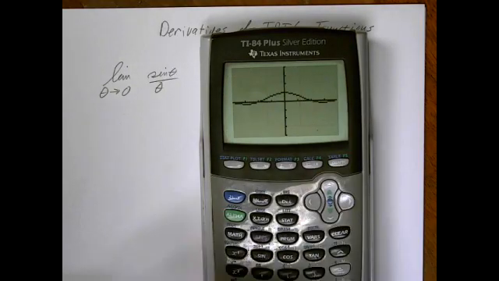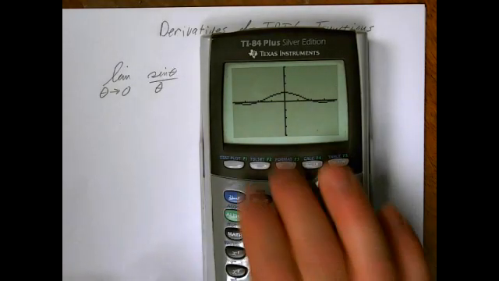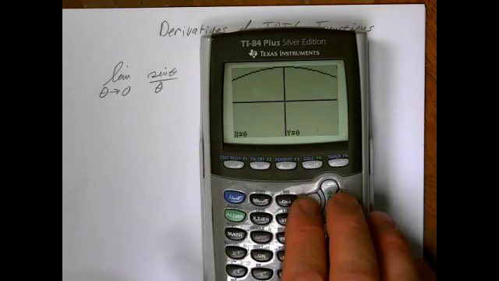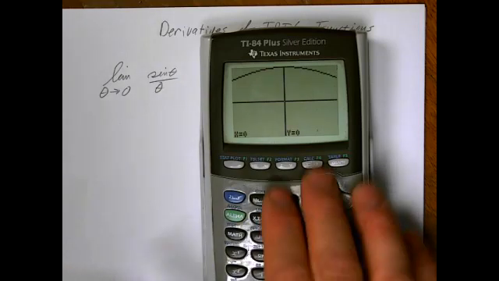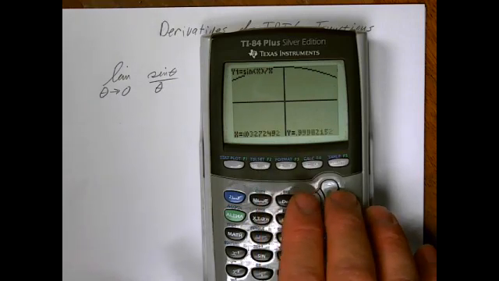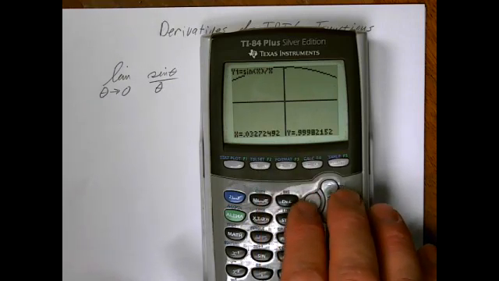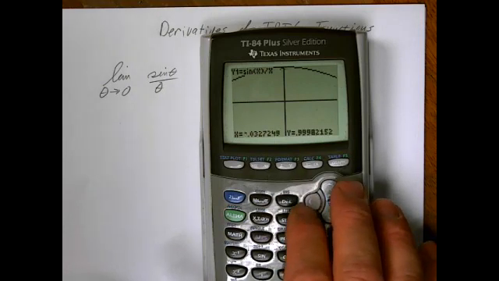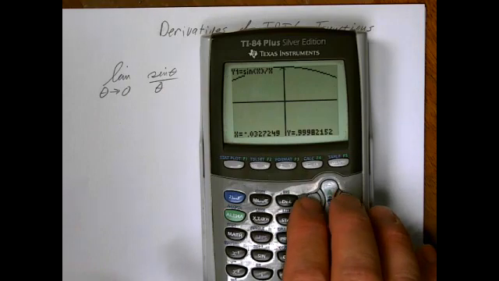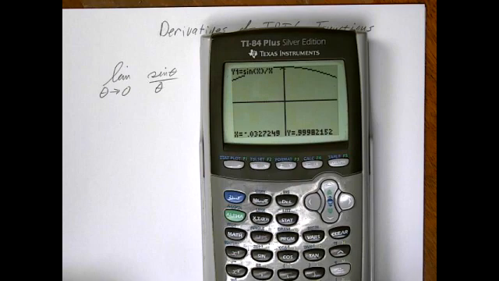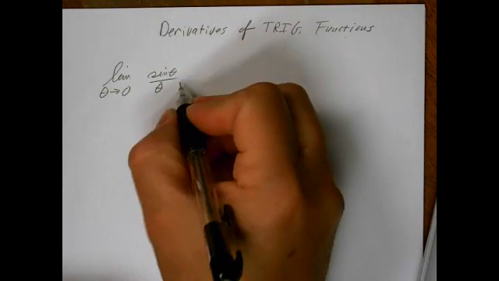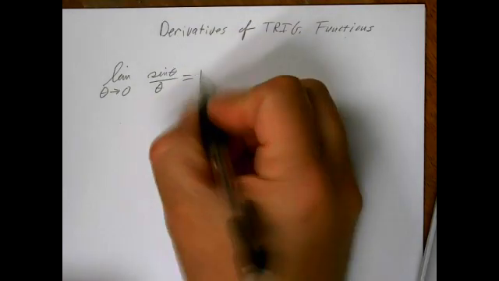But again, looking back at the graph, if I were to zoom in just a little bit, that hole in the graph, that undefined spot, isn't really even visible. If I hit the trace button and I move just a little bit to the right of 0, I get 0.9998. Move just a little bit to the left of 0, I get 0.9998. So it would appear to me that sine of theta over theta as theta approaches 0 equals 1.